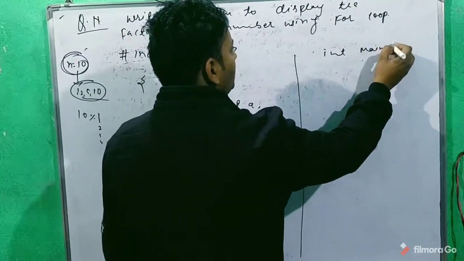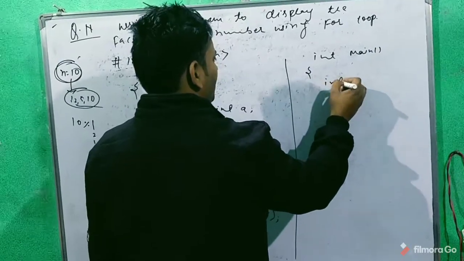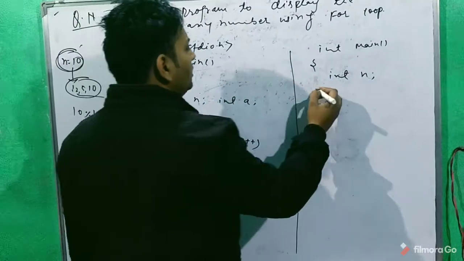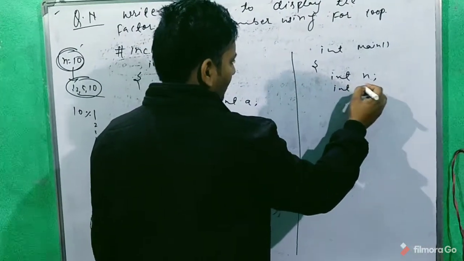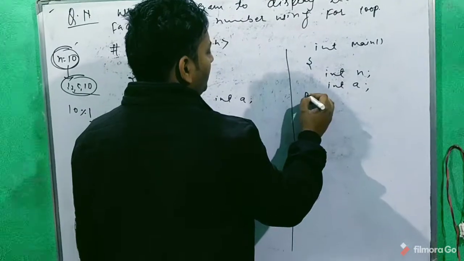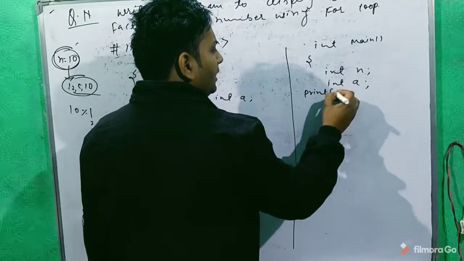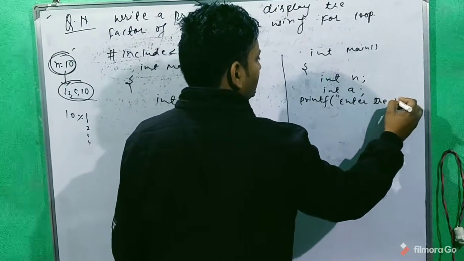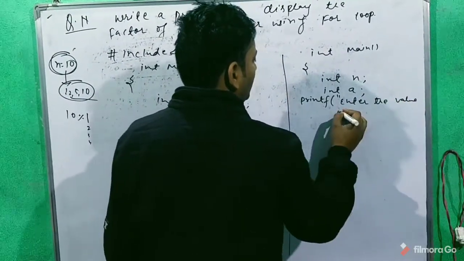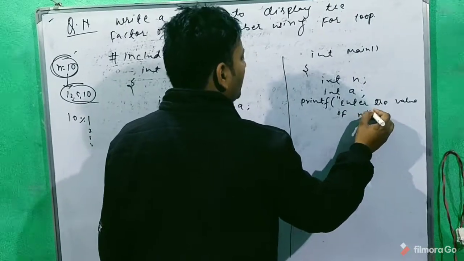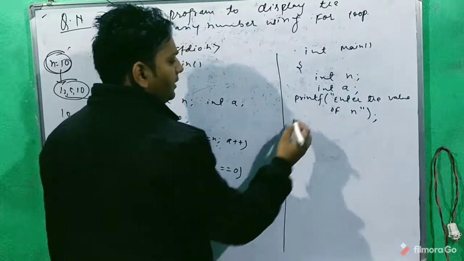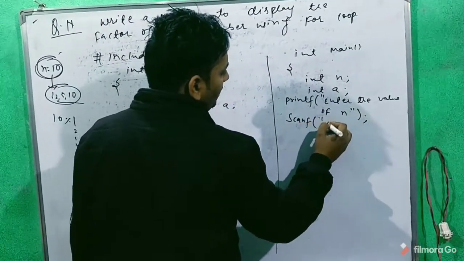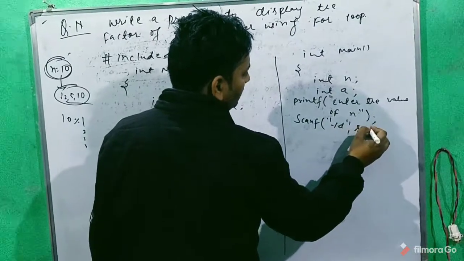We can use the same variables or any variables. We have a number n, and we don't know the value of n, and similarly a variable called a. Then I'm going to write printf of enter the value of n, whatever variable we take. Then scanf with percentage d.